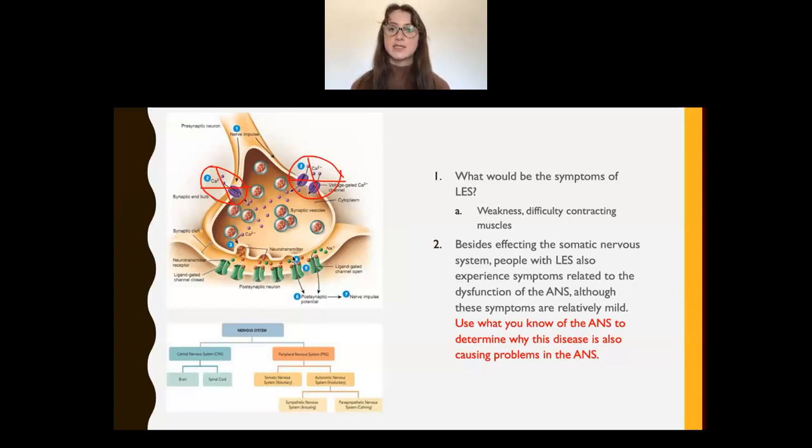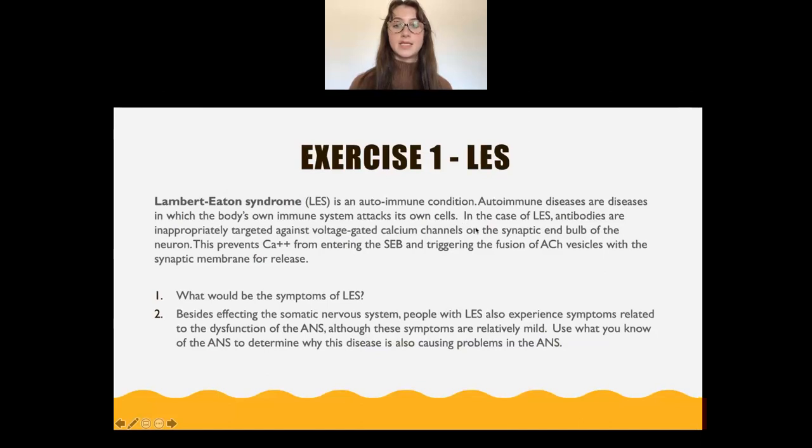Number 2, besides affecting the somatic nervous system, people with LES also experience symptoms related to the dysfunction of the autonomic nervous system, although these symptoms are relatively mild. Use what you know about the autonomic nervous system to determine why this disease is also causing problems in the ANS. What's our mechanism here? In the case of LES, antibodies are inappropriately targeted against voltage-gated calcium channels on the synaptic end bulb of the neuron. This prevents calcium from entering and triggering the fusion of acetylcholine vesicles with the synaptic membrane for release.